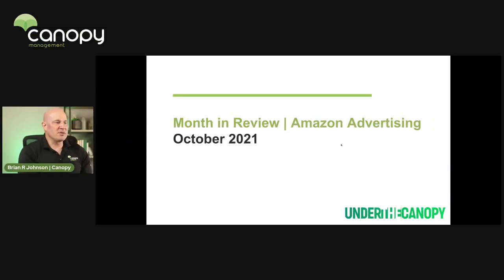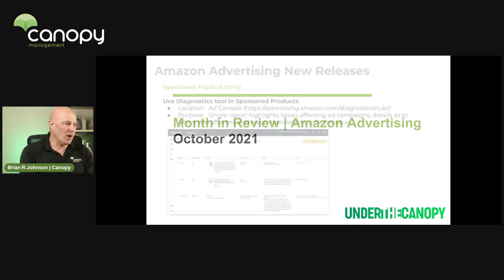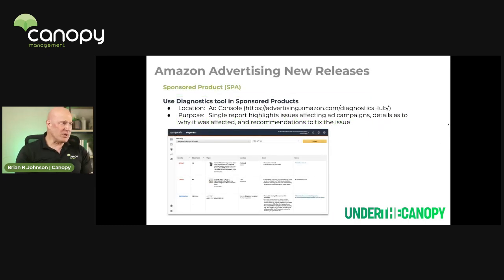All right, so as far as the month in review for Amazon advertising for October 2021, new releases for the sponsored products ad type. This is part of Amazon's native PPC advertising platform. First one, of course, is being able to use the diagnostics tool in sponsored products. Amazon obviously wanted to reduce the number of inquiries and calls to their call center and their seller support regarding advertising. Why isn't my campaign running?